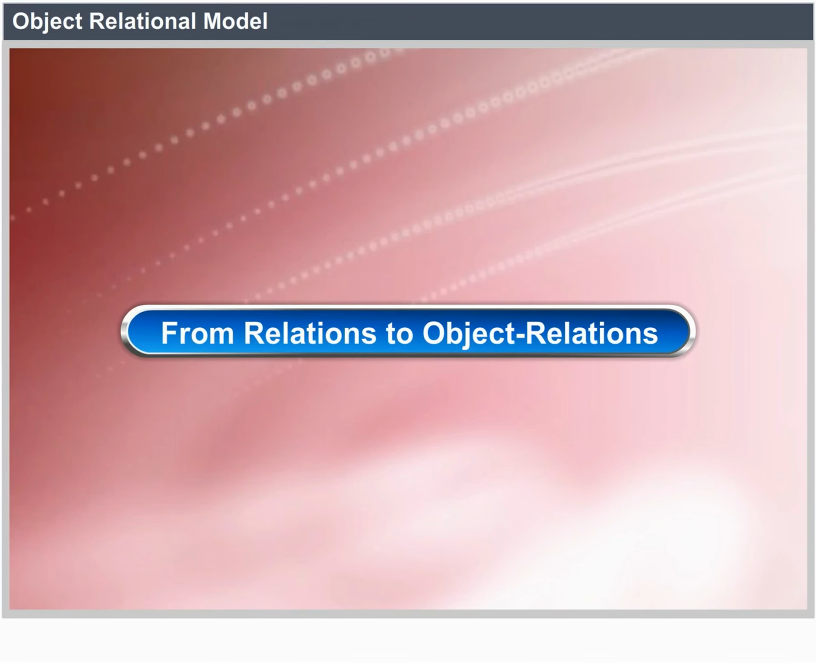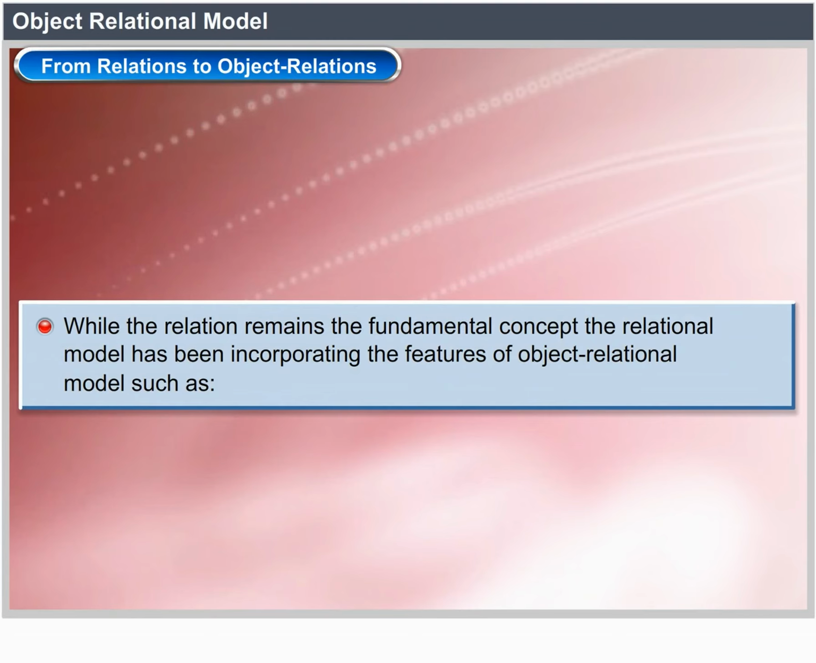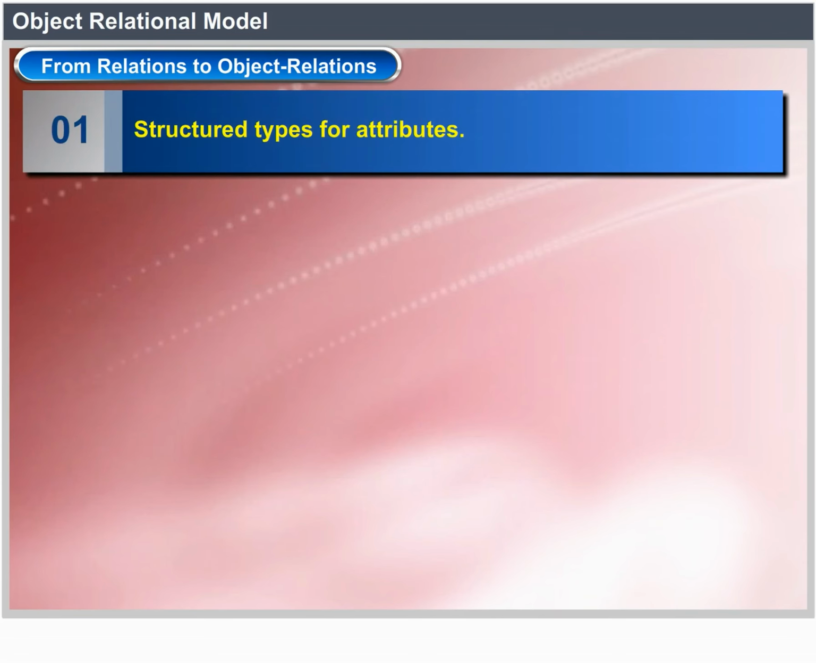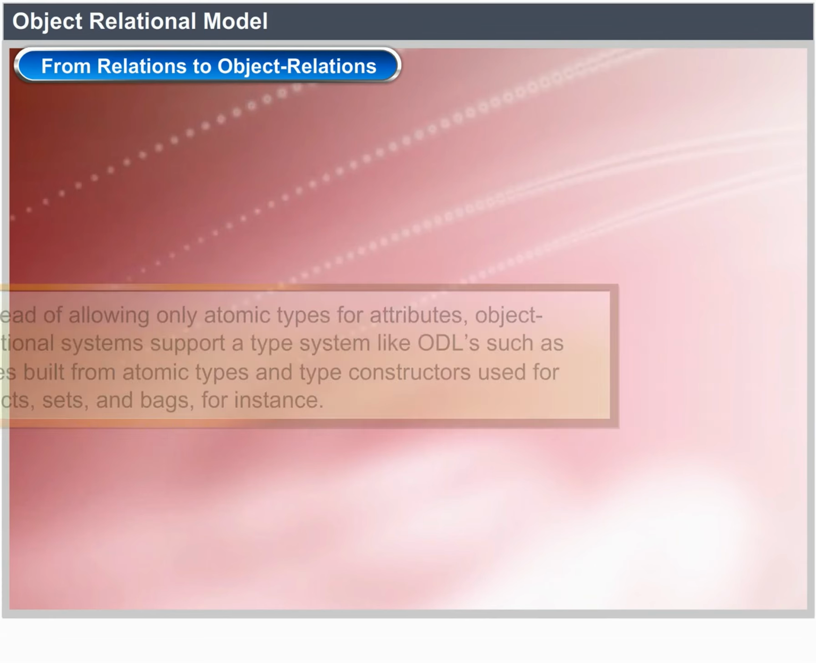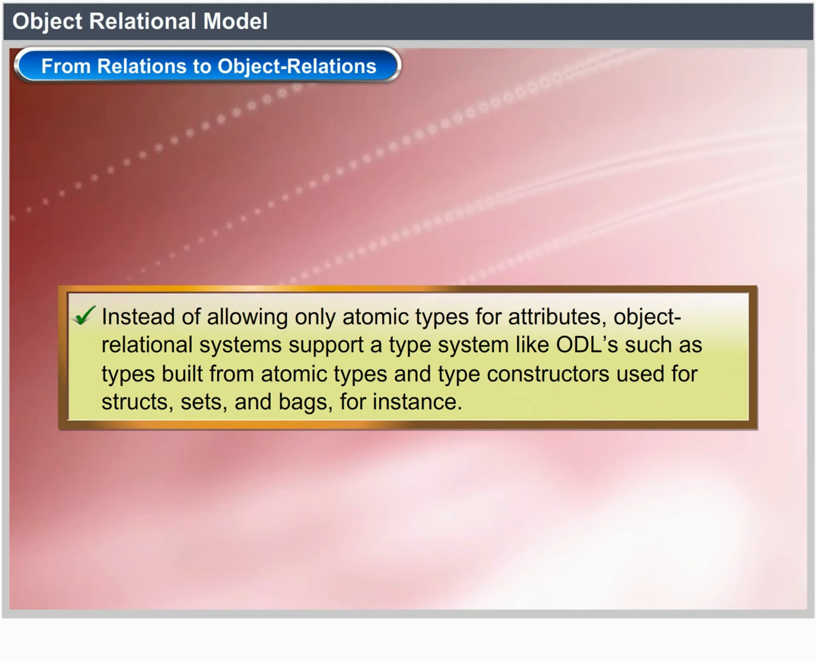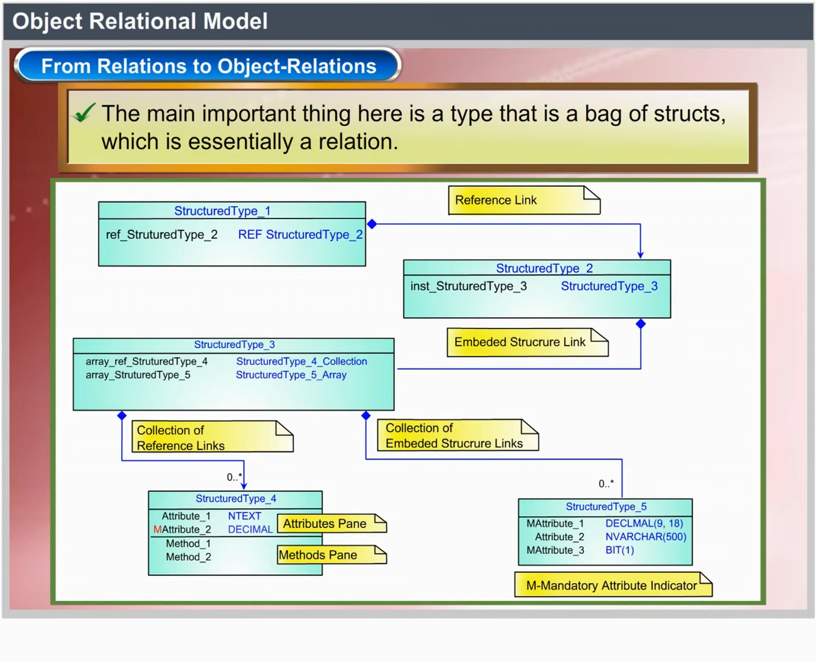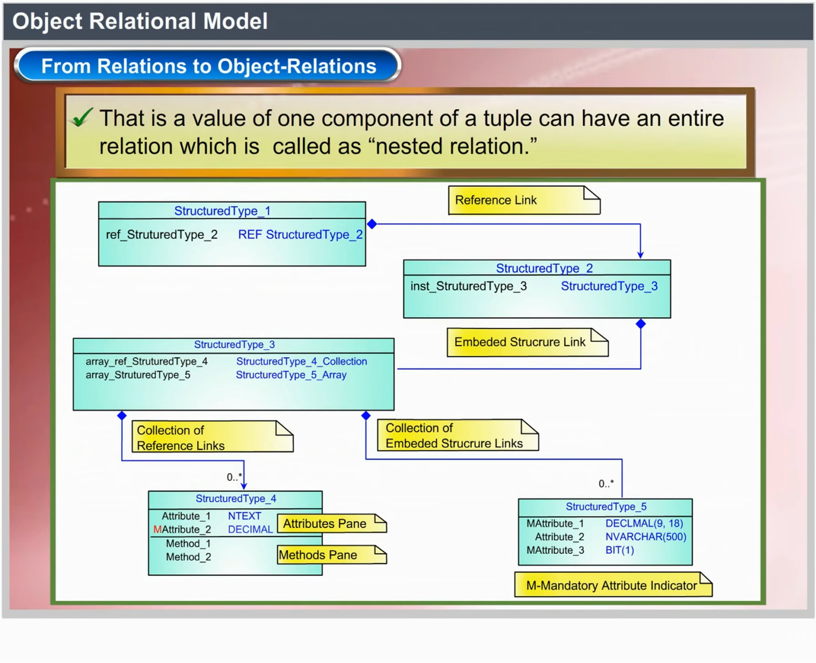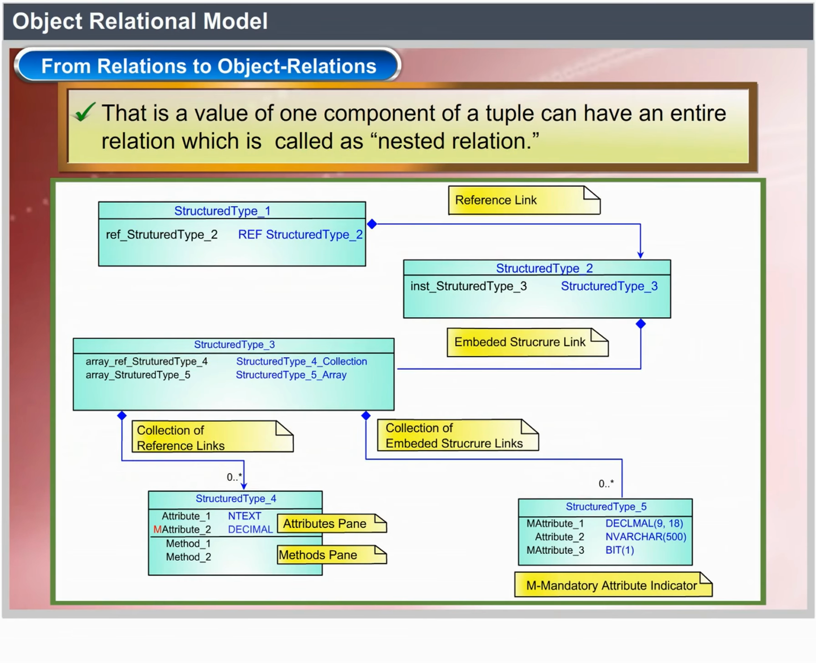While the relation remains the fundamental concept, the relational model has been extended to the object relational model by incorporation of features such as: number 1. Structured types for attributes. Instead of allowing only atomic types for attributes, object relational systems support a type system like ODL's, with types built from atomic types and type constructors for structures, sets, and bags, for instance. Especially important is a type that is a bag of structures, which is essentially a relation. That is, a value of one component of a tuple can be an entire relation, called a nested relation.